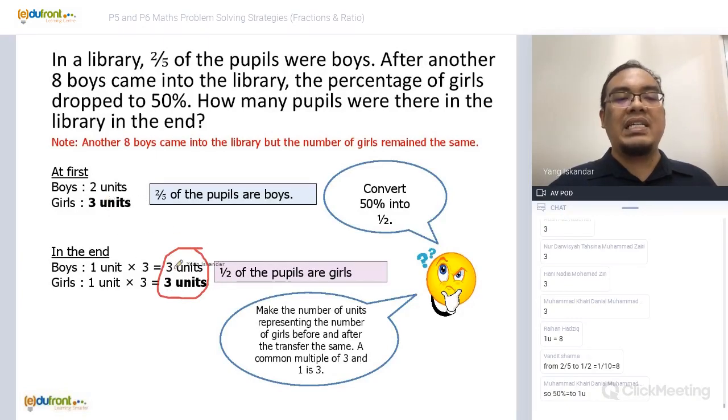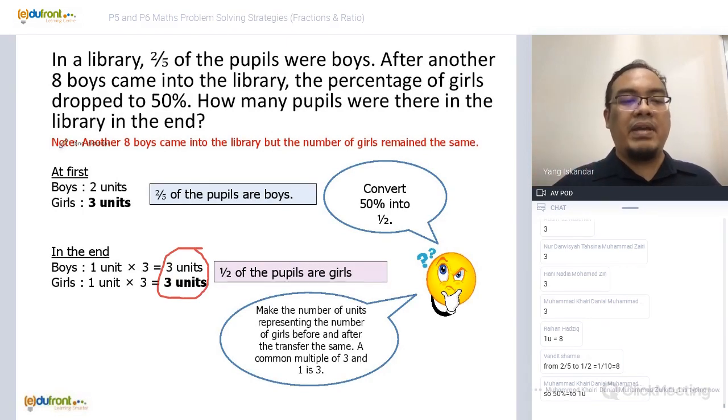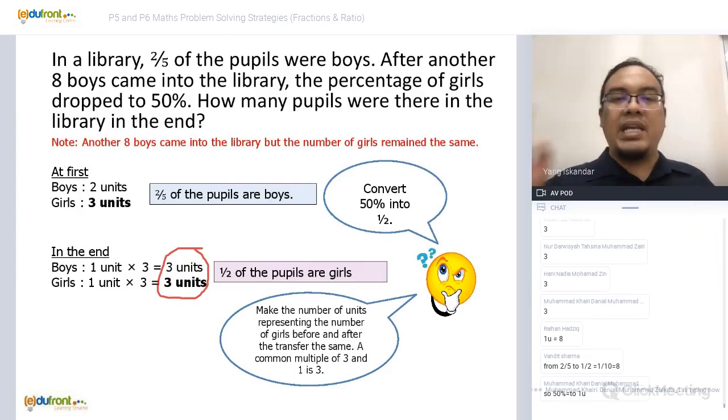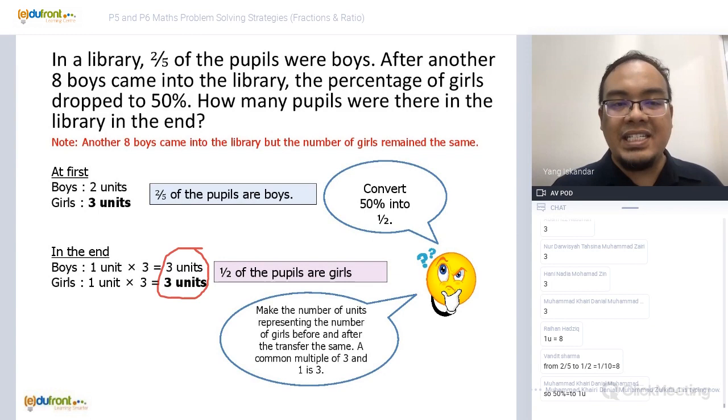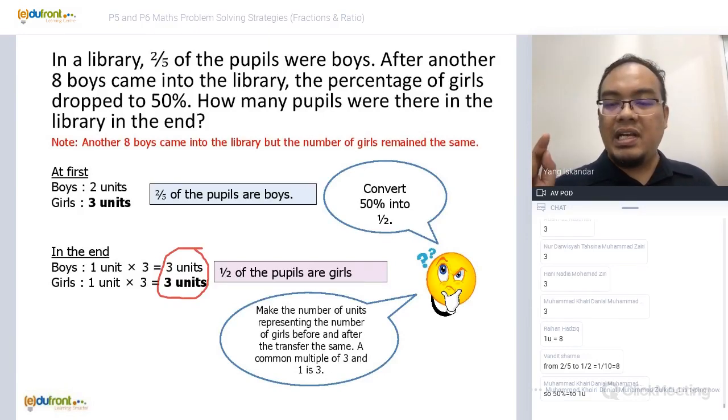Now then you can compare. You can see girls the same, right? Because there's no change to the number of girls. Only boys were added to the library. Only the boys came to the library. The girls did not come. So now you can compare. You can see here, at first there are 2 units of boys, and then in the end there are 3 units of boys. Why did the units of boys increase? Because 8 boys came to the library. Meaning that 1 unit is equal to 8. Very good, Rehan. Well done.